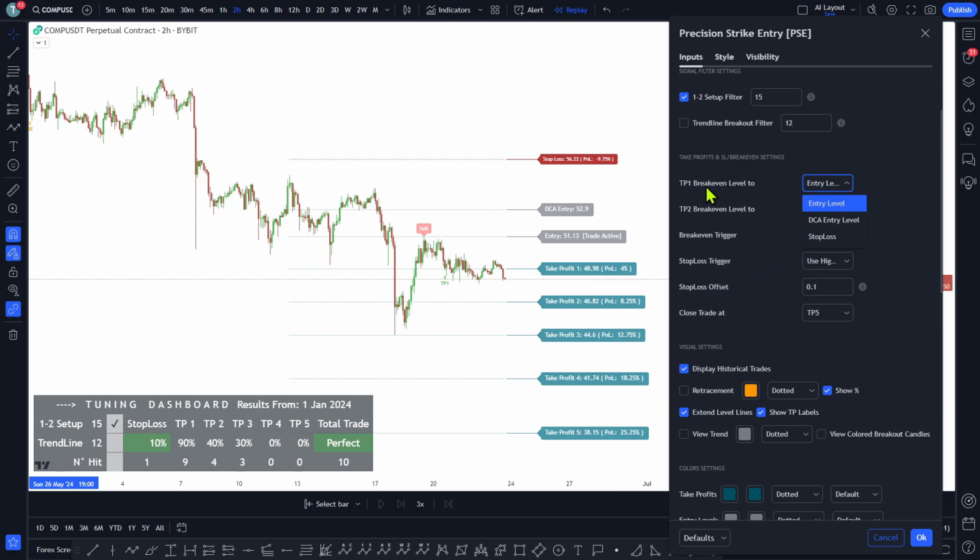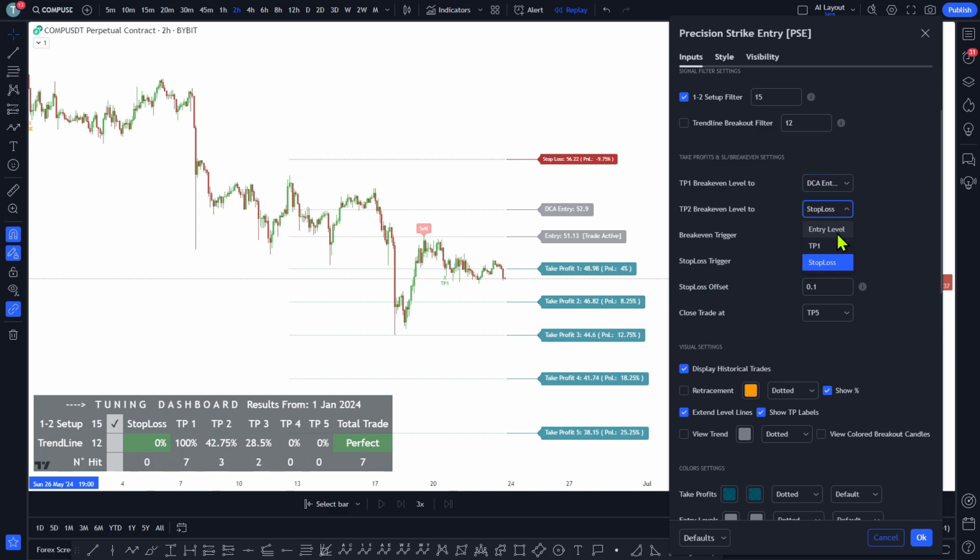Of course, we have chosen take profit target 1 to entry level. Let's choose the DCA level in this case. Then we have 7 trades, 0 stop losses. And for the take profit target 2, we move it, for example, to the entry level. So when we reach take profit target 1, we go to the DCA entry. When we reach take profit target 2, we move it to the entry level, right? So it's a trailing stop loss.